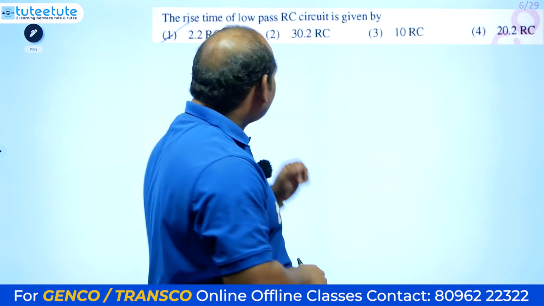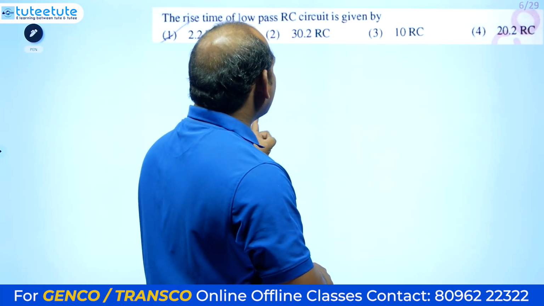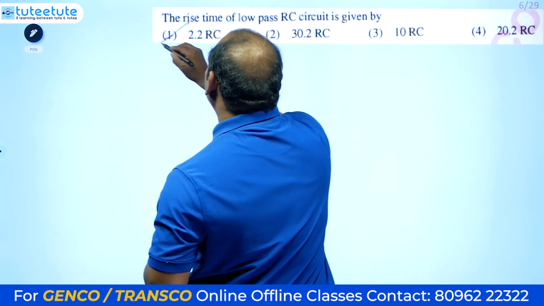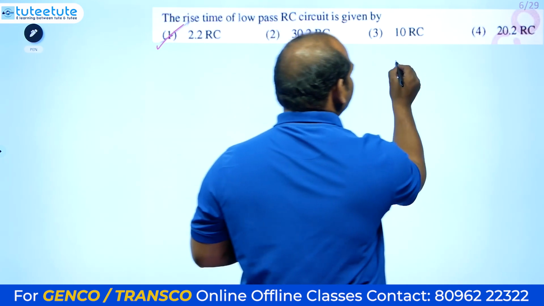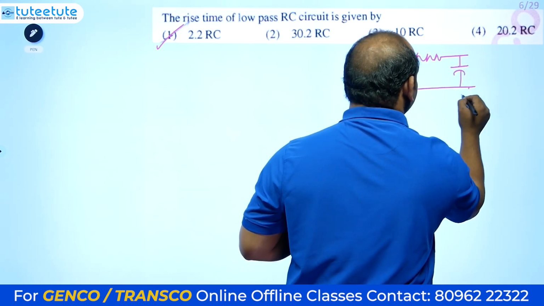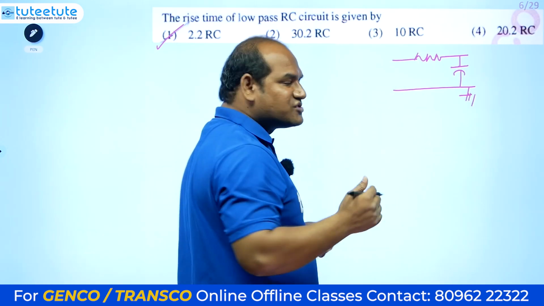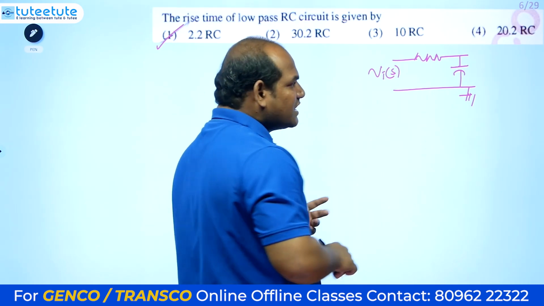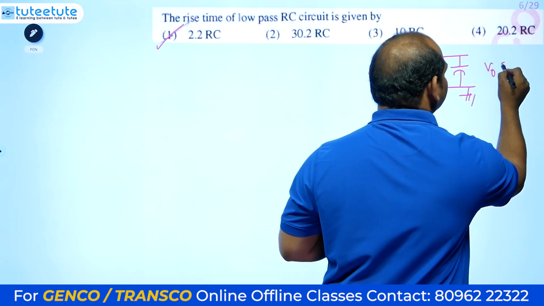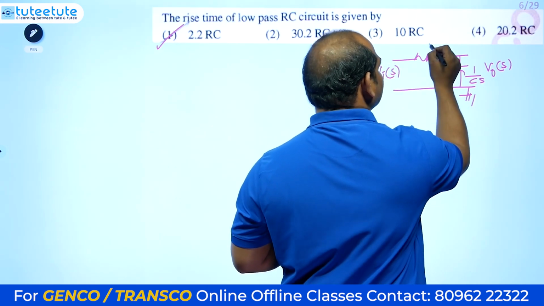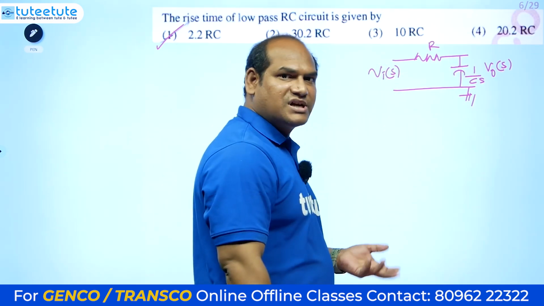Next one. The rise time of the low pass RC circuit is given by. The answer you need to remember is 2.2 RC. How do you get that? First, draw this low pass circuit. The RC low pass circuit is this one, and you can work in the S domain. Vi of t in the S domain is Vi of S, V naught of t is V naught of S. The capacitor is 1 by Cs, and the resistor R is also R in the S domain.